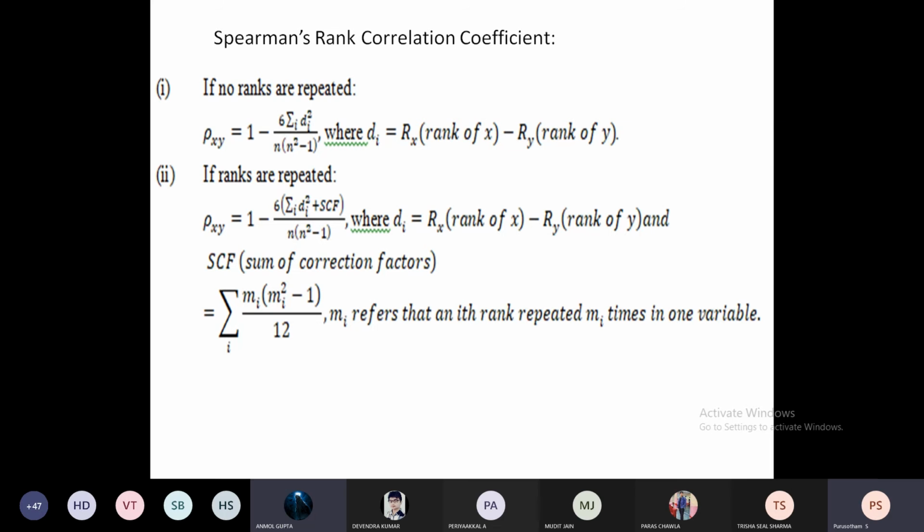How are you going to rank the data points on a particular variable? The highest value may be given rank 1. The next highest may be given rank 2, the next rank 3, and likewise you will continue till the n values. If two or more observations are identical, you are going to allocate the average rank of the corresponding observations.